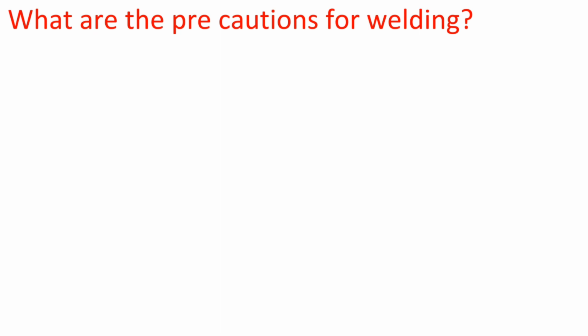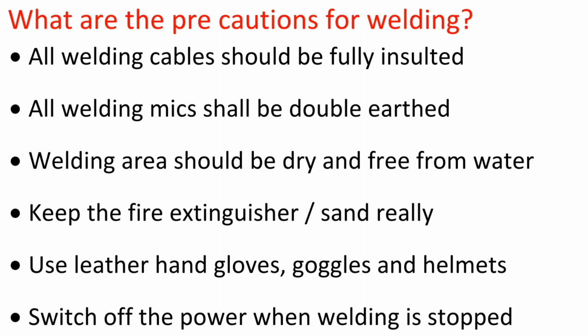Question. What are the precautions for welding? Answers. All welding cables should be fully insulated. All welding machines shall be double earthed. Welding area should be dry and free from water. Keep the fire extinguisher and sand ready. Use leather hand gloves, goggles and helmets. Switch off the power when welding is stopped.